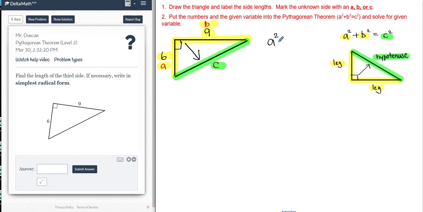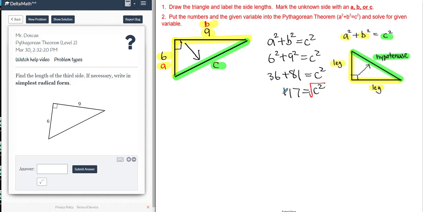So we'll start with the theorem. A squared plus b squared is equal to c squared. 6 and 9 will go in, so I've got 6 squared plus 9 squared is equal to c squared. So that's going to give us 36 plus 81 is equal to c squared. 36 and 81 is 117 is equal to c squared. And then to get rid of the square, we'll square root both sides of the equation. Remember, properties of equality. Whatever you do to one side, do to the other.